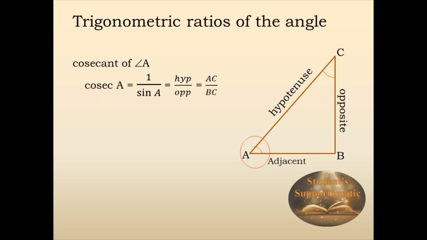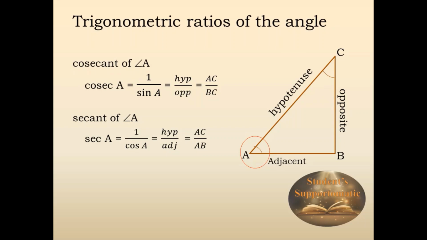Cosecant A is equal to 1 by sine A, which is equal to hypotenuse by opposite, that is equal to AC by BC. The next ratio is secant of angle A, which is sec A. That is equal to 1 by cos A. So secant A is the reciprocal of cos A, that is equal to hypotenuse by adjacent. Therefore, it is equal to AC by AB.